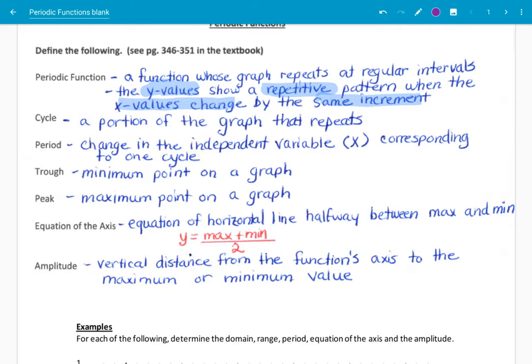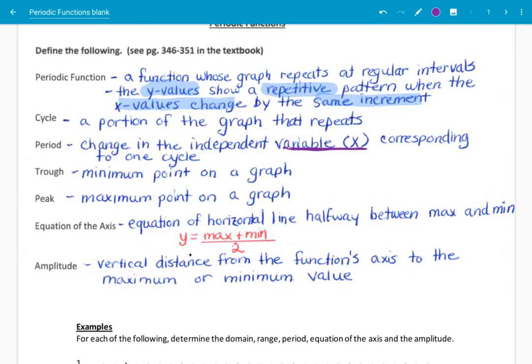The other thing sometimes mixes people up. What's the difference between a cycle and a period? The cycle is the portion of the graph that repeats, that repeating pattern. The period is the length of the cycle, the horizontal distance that one cycle or pattern takes. Trough is the min, peak is the max.